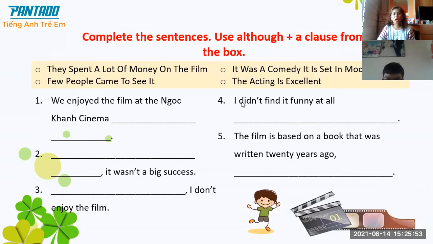Okay, now complete the sentence. Use although plus a clause from the box. Can you complete this one? Example for number 1: We enjoyed the film at the cinema, although few people came to see it. Can you try answering numbers 2, 3, 4, and 5?